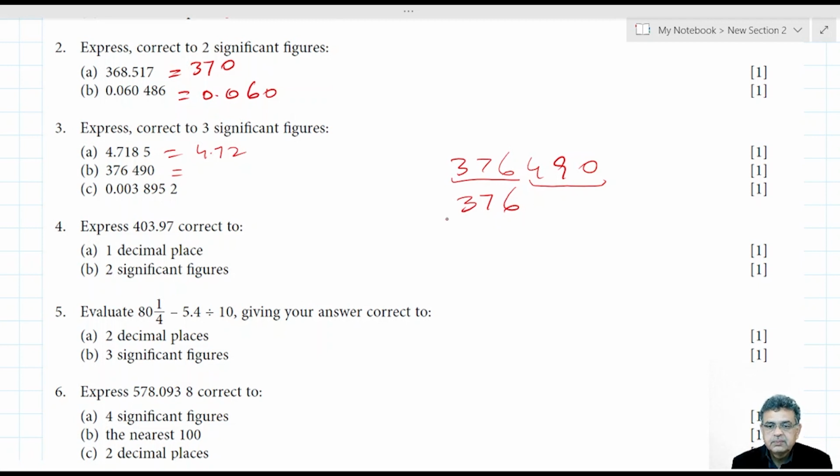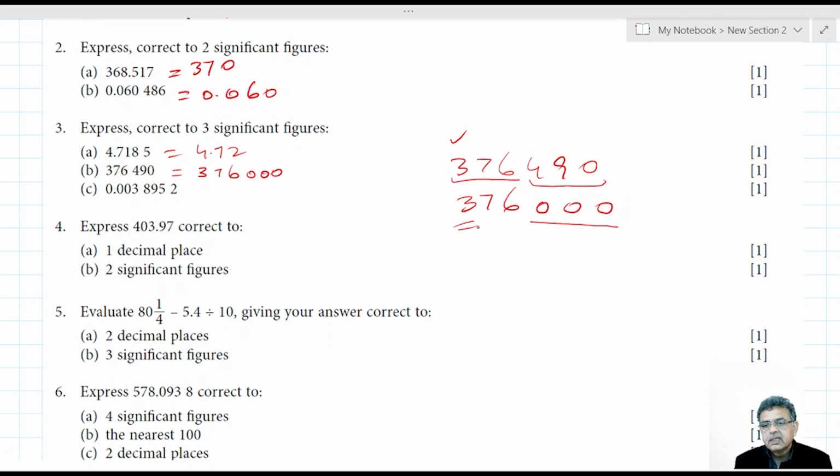So in order to make its value same, 300,000, we have to put 3 zeros. These zeros are placeholders. They have no contribution in significant figures, but these zeros make it 100,000. So its value will be 376000.